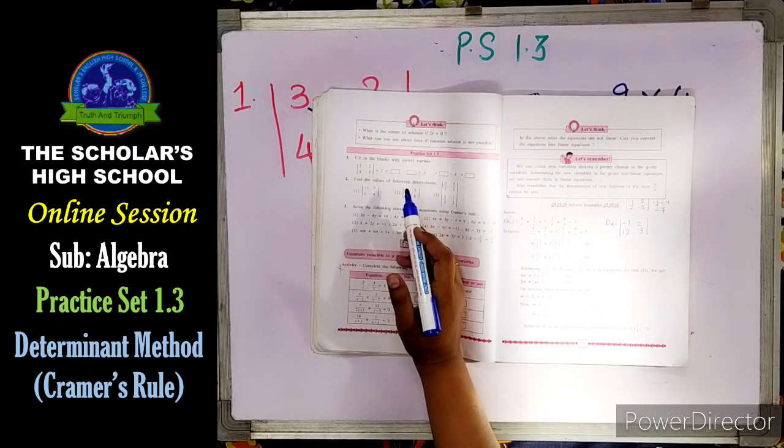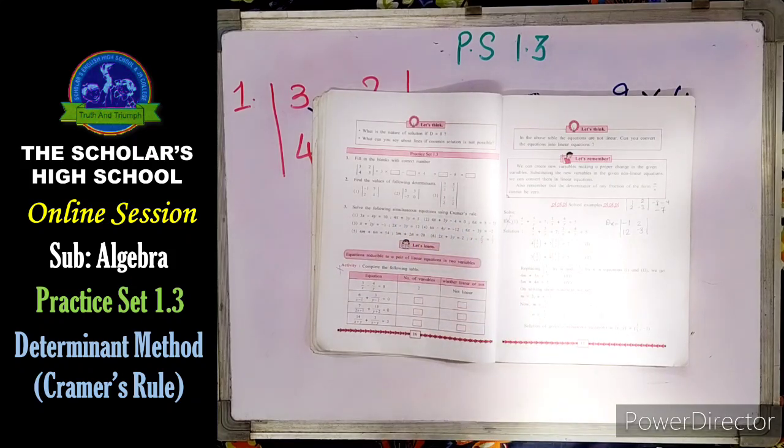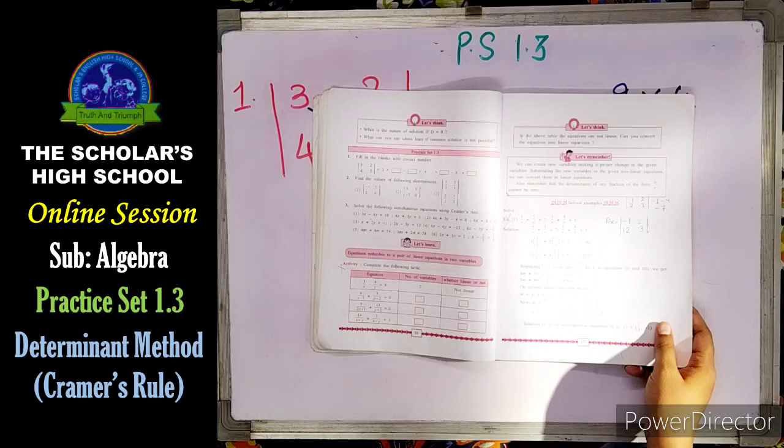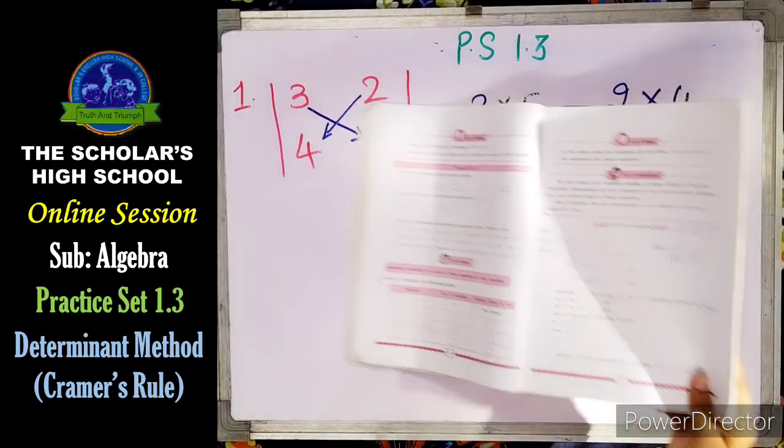So coming to the second question, your second question is to find the values of the following determinants. Similarly to the first one, you just have to multiply it cross and find the value. So there are three determinants given. We'll solve them one by one.